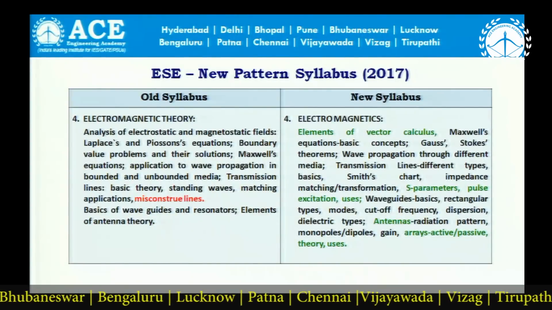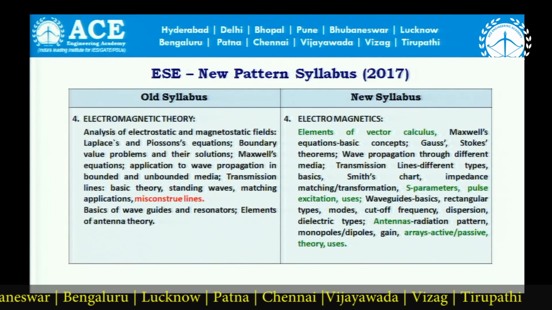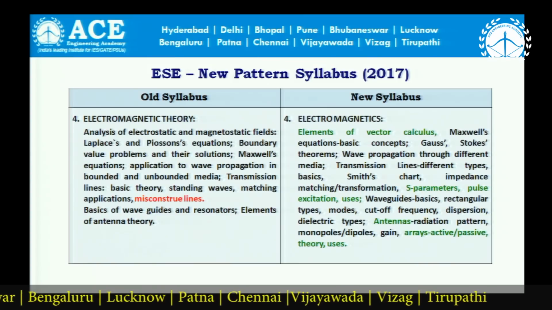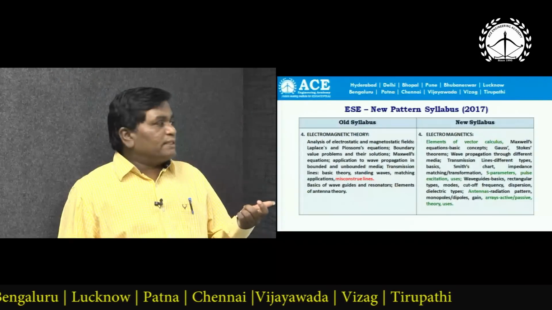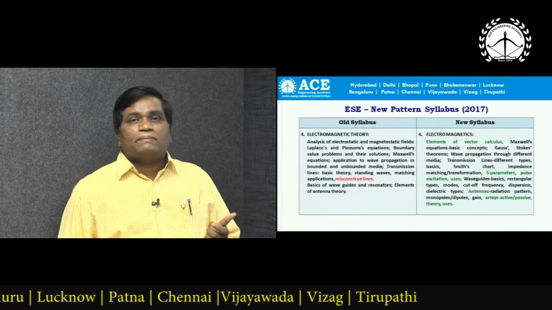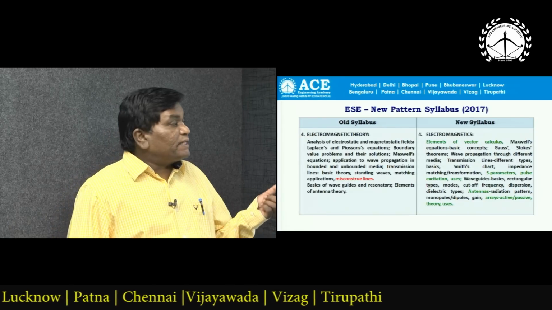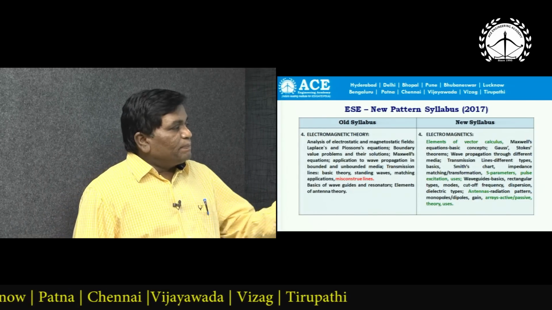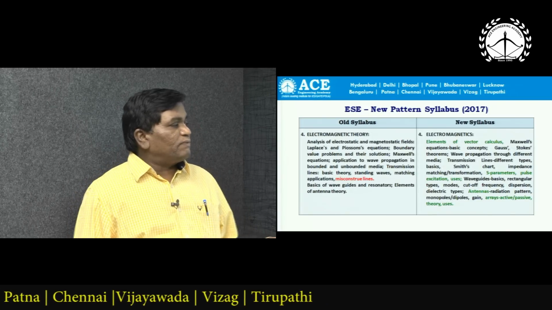The fourth subject is electromagnetics. Most of the syllabus remains same. More emphasis given on transmission lines, Smith chart, impedance matching, where you can expect more numericals in the conventional paper. In the earlier syllabus, microwave engineering, you will find it as a separate subject, but that subject is removed here, and some topics like S parameters, pulse excitation and its uses you will find.